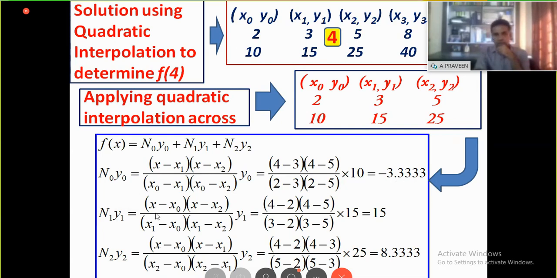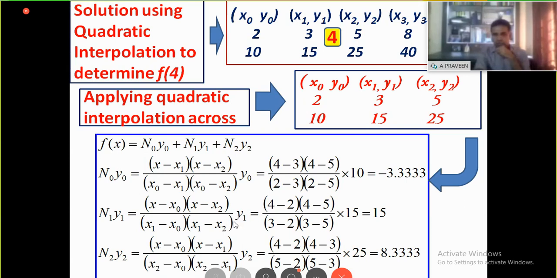Now, n1 y1. When you do x minus x0 into x minus x2, the x1 term is not there. x minus x0 is x minus x2. And for the denominator it comes x1 minus x0, and x1 minus x2, multiplied by y1, as it is there.